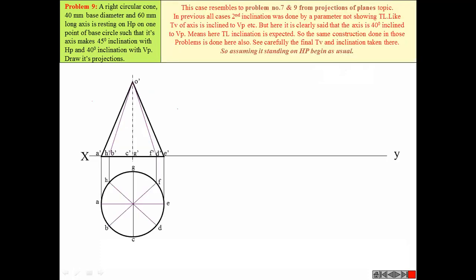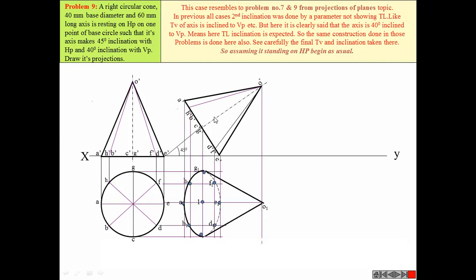Let us see it further. It will be much clearer. So first, what is the first step? You draw the top view and you generate the cone. Understand? Then you tilt it such that the axis is making 45 degrees with HP. So this is how you can tilt it, correct? And then projections.